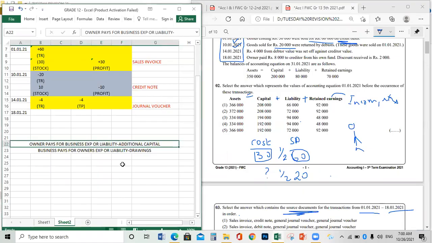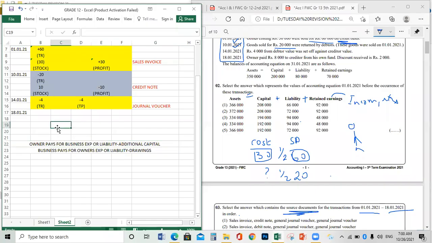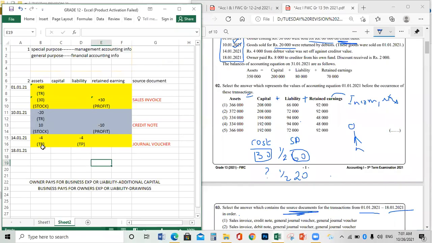Here, owner is paying for business expense or liability. You say this is additional capital. So now see what happens. Now see the creditor. You're paying to the creditor. When you pay to the creditor, your liability reduces by 8,000. Not only that, there is a discount received. How much is the discount received? The discount received is 2,000.